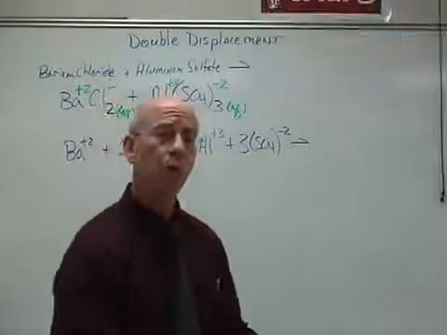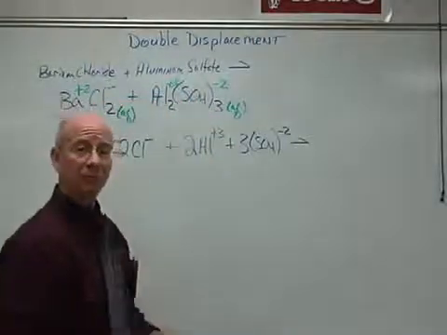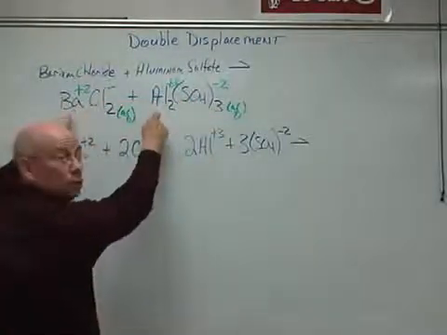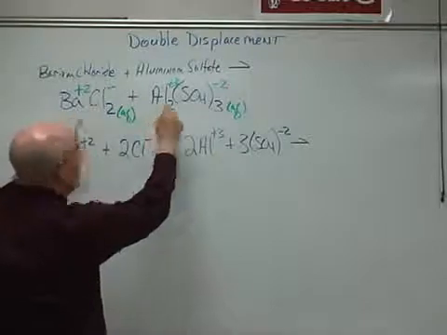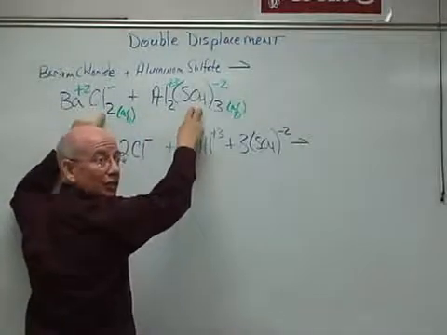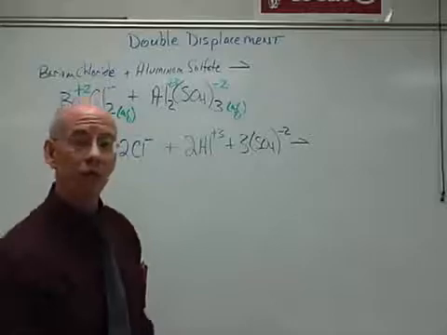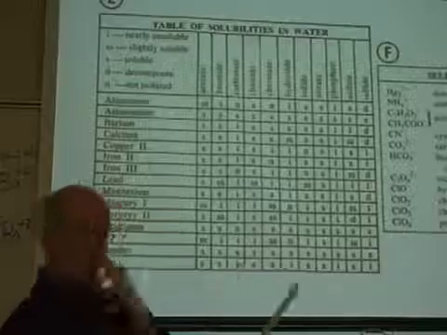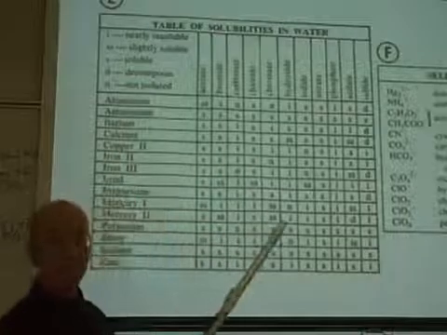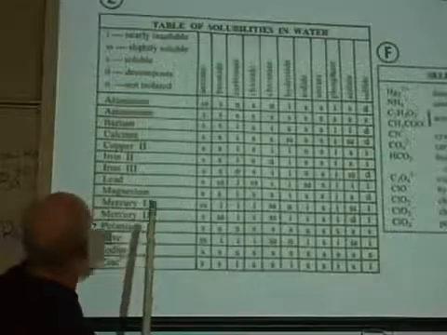Now we have to determine, will a double displacement occur? Will these 2 metal cations switch places? Will the 2 non-metal anions switch places? And there's a way we can know that. We need a chart. This is a chart of solubility, so we want to look at all the possibilities we have. We started off with barium chloride.